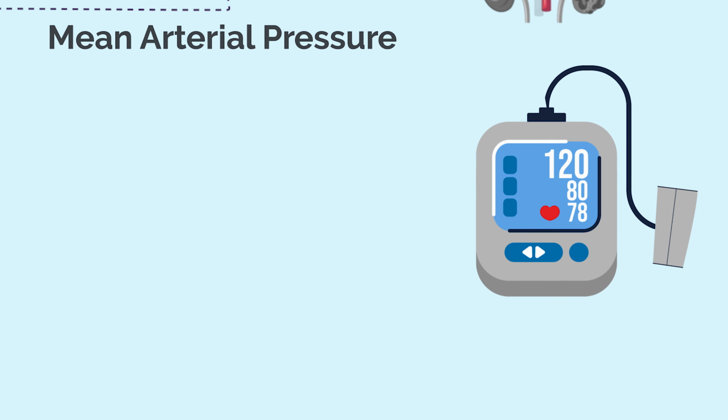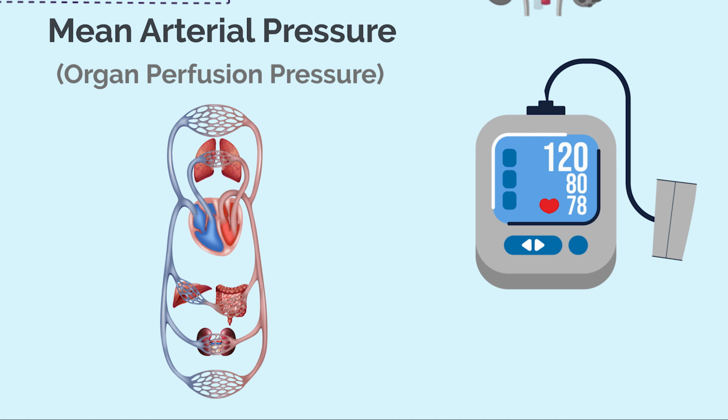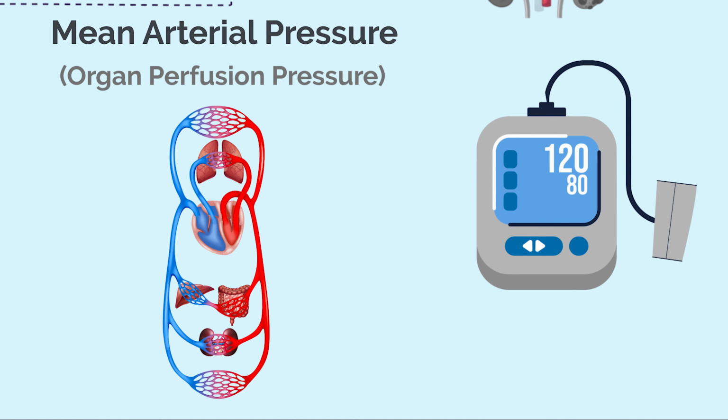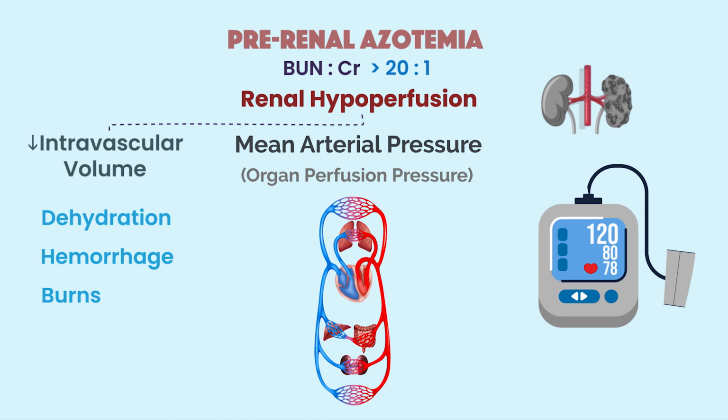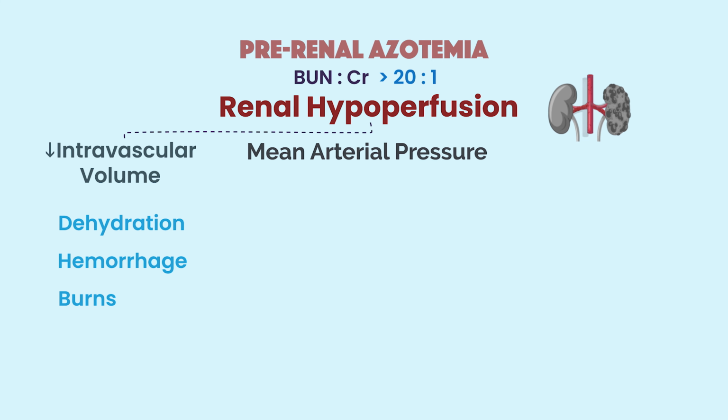Consider the mean arterial pressure as the clinical term for the organ perfusion pressure because it basically determines the steady push that keeps blood flowing to your vital organs. It's basically the pressure needed to deliver the oxygen and the nutrients. So when the intravascular volume shrinks, the mean arterial pressure and the organ perfusion pressure will also drop. And guess which organ gets affected by the low pressure? The kidneys. So we go back to renal hypoperfusion.